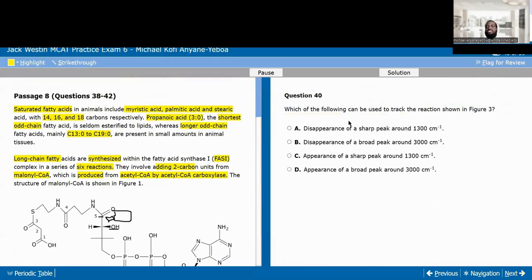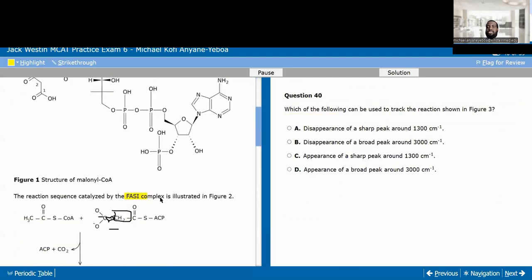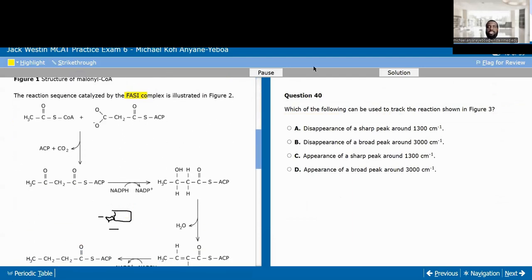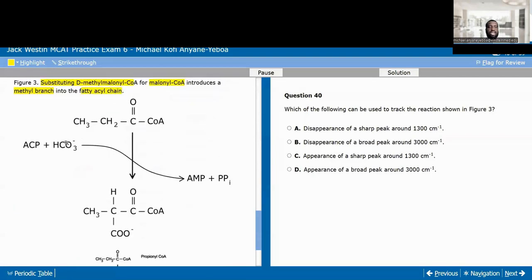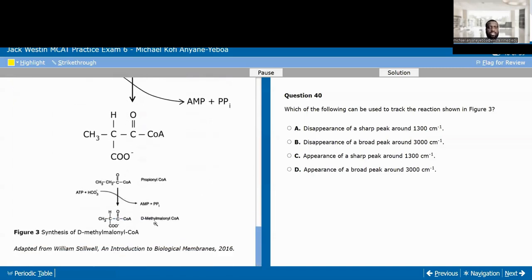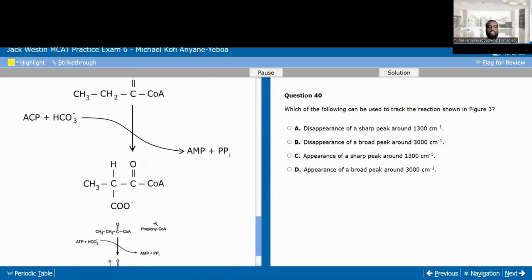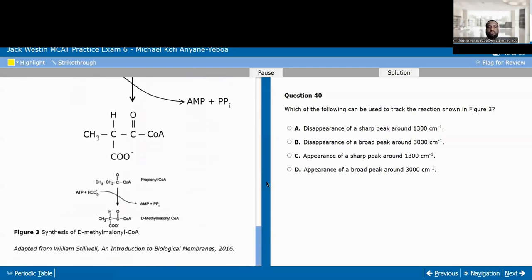Let's do number 14. Which of the following can be used to track the reaction shown in figure 3? Let me clear this off our screen so it doesn't confuse us. In figure 3, what are we looking at? We are coming from, this is probably what? Okay, we're coming all the way down to D. Okay, all right. So what is going to happen?